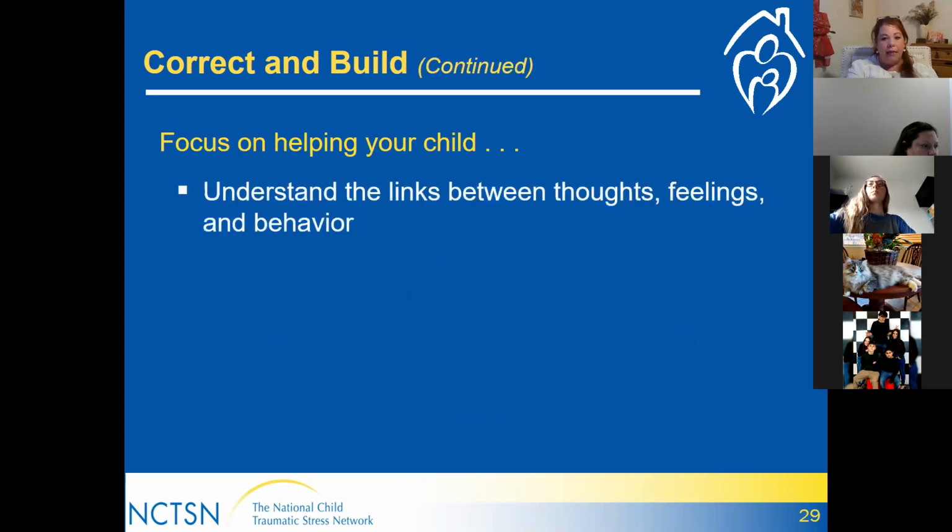Focus on helping your child understand the links between thoughts, feelings, and behaviors. So going back to that CBT triangle that we talked about, helping them understand you have this feeling, maybe it's related to this thought and it's causing this behavior. Or you're having this behavior. Is it because of this feeling that's tied to this thought? Helping them make that correlation, even if you need to draw a triangle.